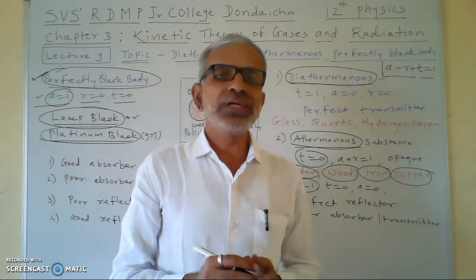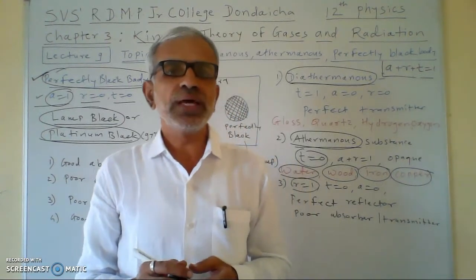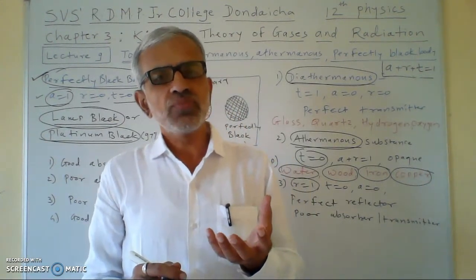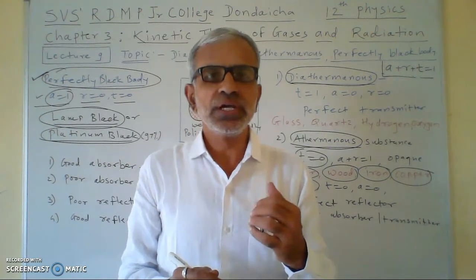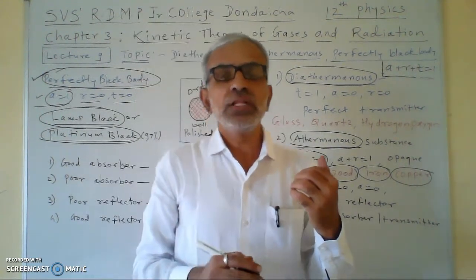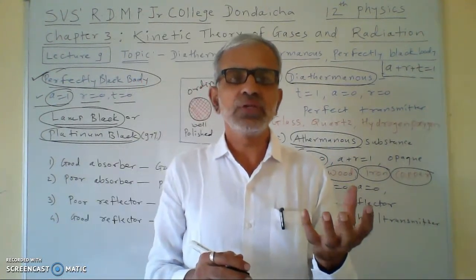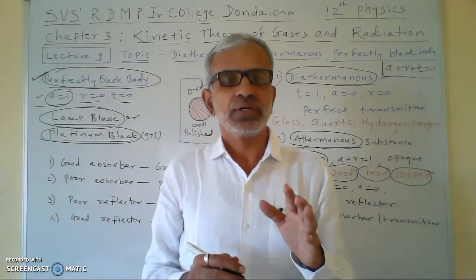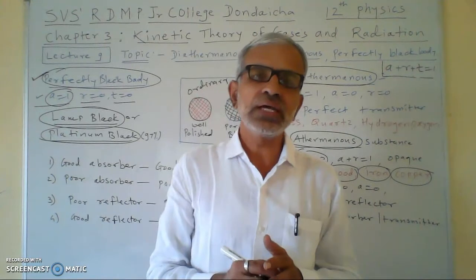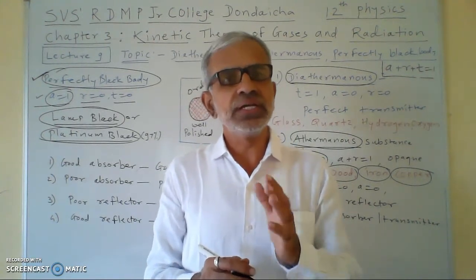Now what is the property of the perfectly black body? It absorbs more heat and reflects less heat, meaning it will absorb more heat than it reflects. So the perfectly black body will absorb more heat and emit less heat.